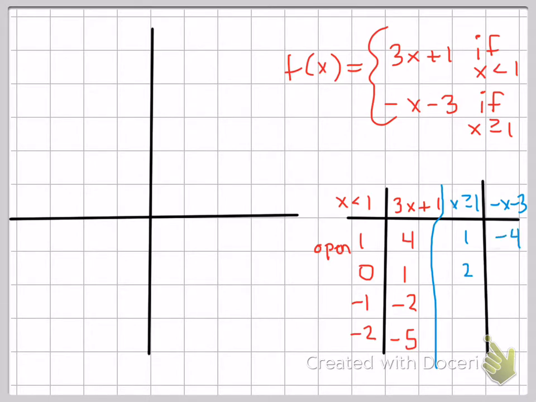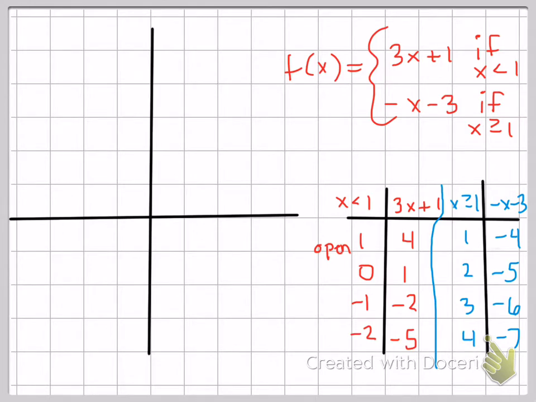Then I'm going to continue to grow, but now my values are getting bigger than 1. So negative 2 minus 3 is negative 5. Negative 3 minus 3 is negative 6. Negative 4 minus 3 is negative 7. And now I need to get both of these pieces on the graph, and then we're going to talk about the domain and the range.